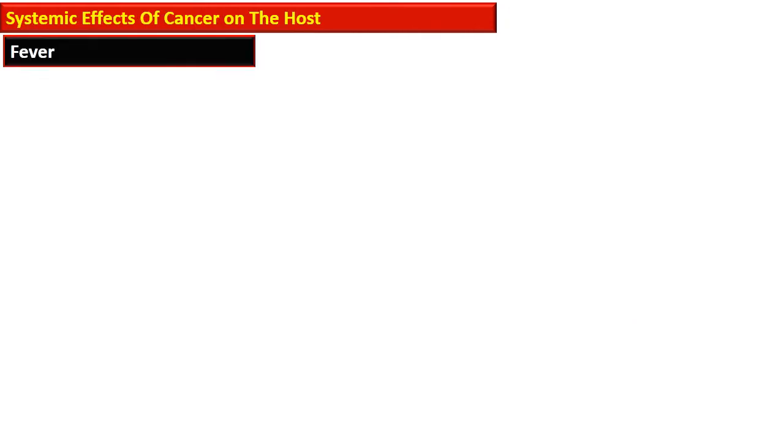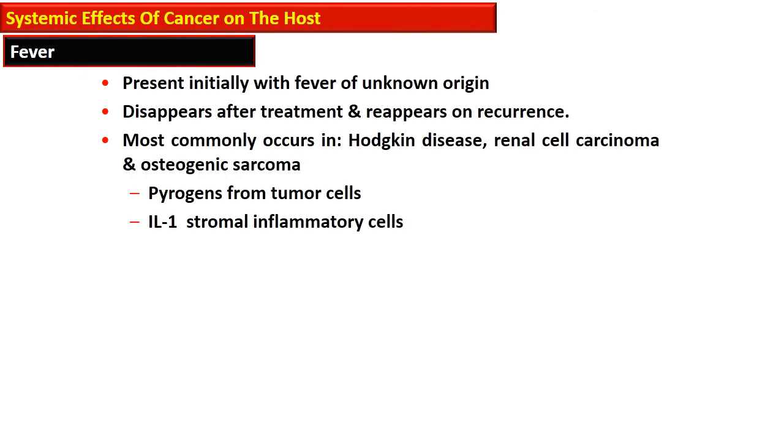Fever is another feature that is associated with tumors. The pyrexia of unknown origin is the condition that is present initially and it disappears after treatment. Fever reappears on a recurrence of the tumor, and most commonly the fever is associated with Hodgkin disease, renal cell carcinoma, and osteogenic sarcoma. And the fever is due to release of pyrogens from the tumor cell and interleukin 1 release from the stromal inflammatory cells.